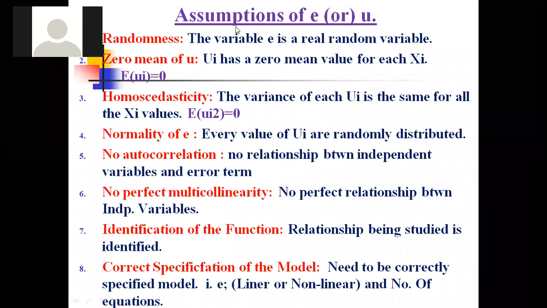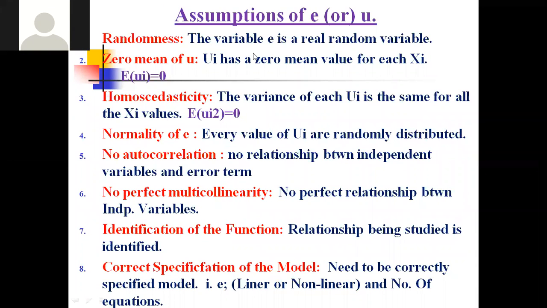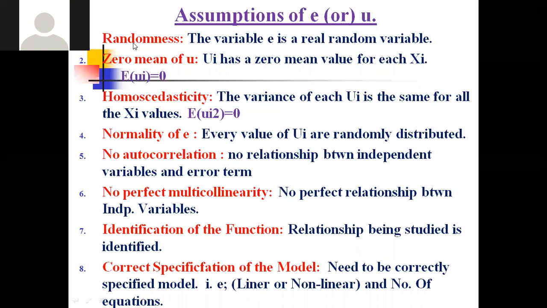These are the assumptions of the random variable or error term. The first one is randomness. What is randomness here? The variable u is a real random variable. Whatever error value we get should be random. That's why the error term is called a random variable; it should come unexpectedly.